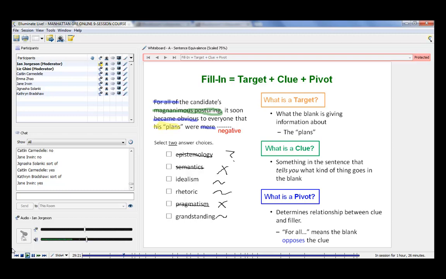Which of these two answers, and by the way, the reason we're doing this example in the first place is to point out that the correct answers don't always have to be exact synonyms, but they have to be somewhat close. Which of these two are closest together out of the three? Forget the sentence, just analyze the answers. I've got two votes for idealism and grandstanding. I've got a vote for rhetoric and grandstanding. I've got a vote for idealism and grandstanding. Jane, what do you think?